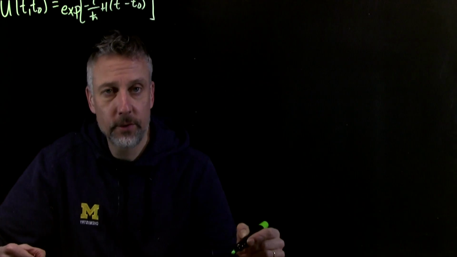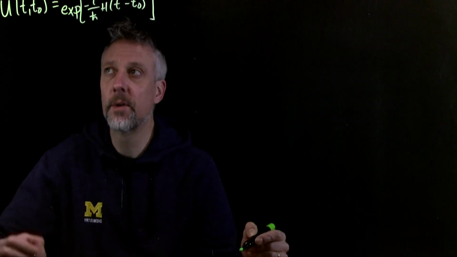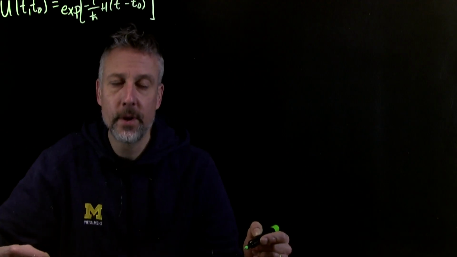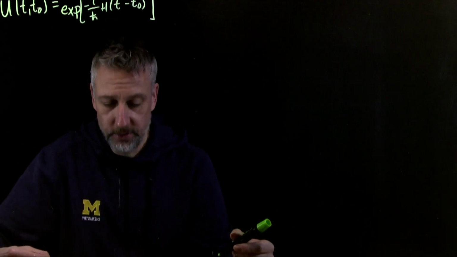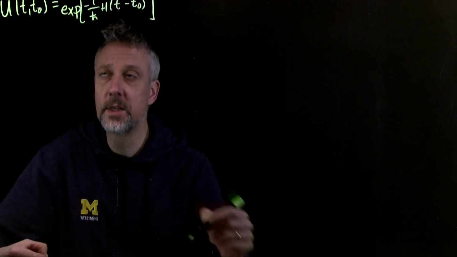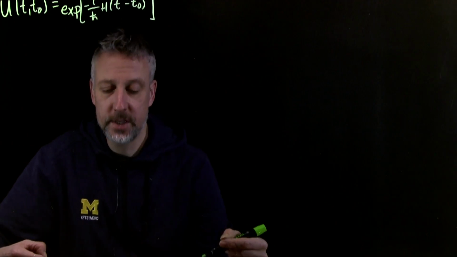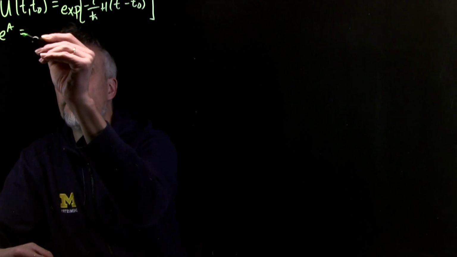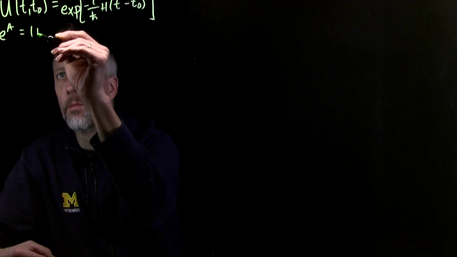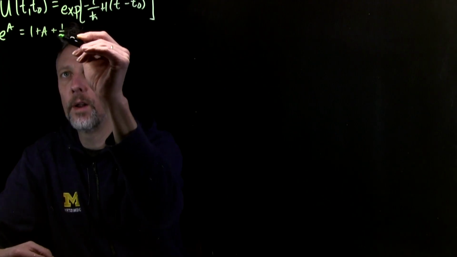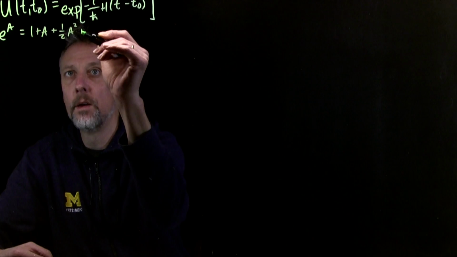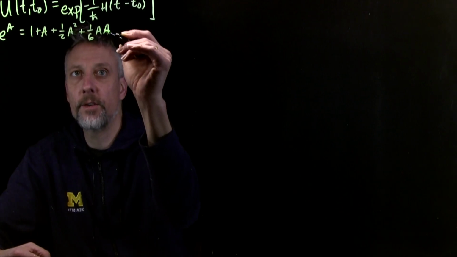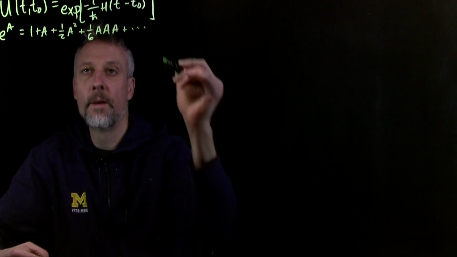But what we're going to do is force ourselves to pretty much always be operating with U on a basis of eigenvectors of H itself. So remember what I said before, which was that we can always think of this exponential as the expansion of it. So if I have e to the A, that's equal to 1 plus A plus 1/2 A squared plus 1/6 A cubed, and so on.